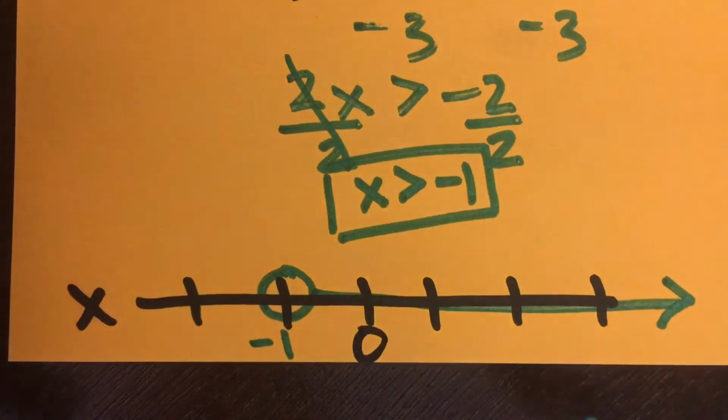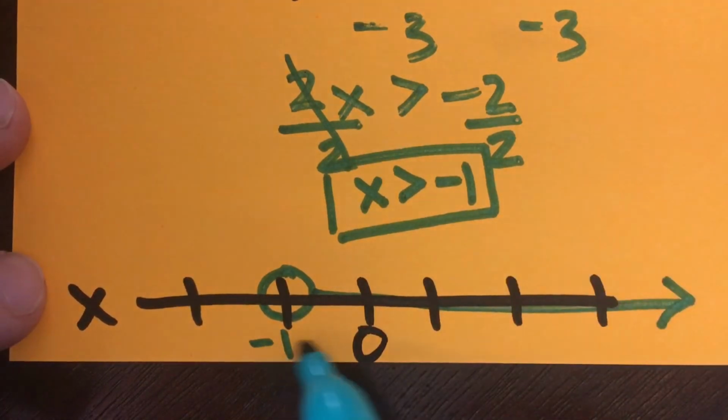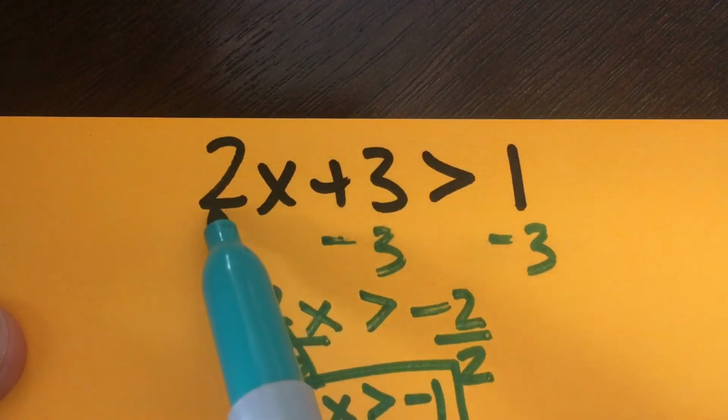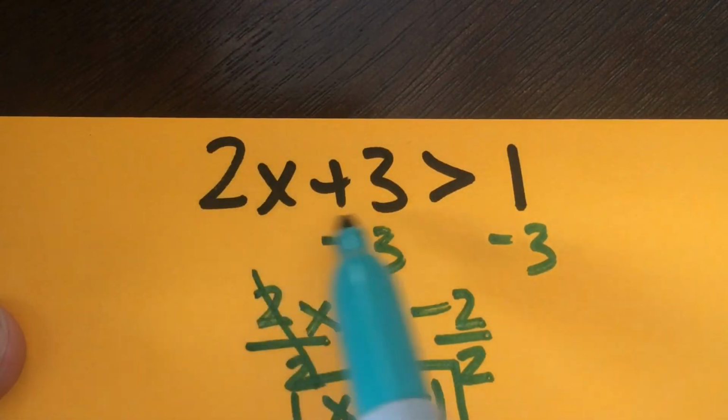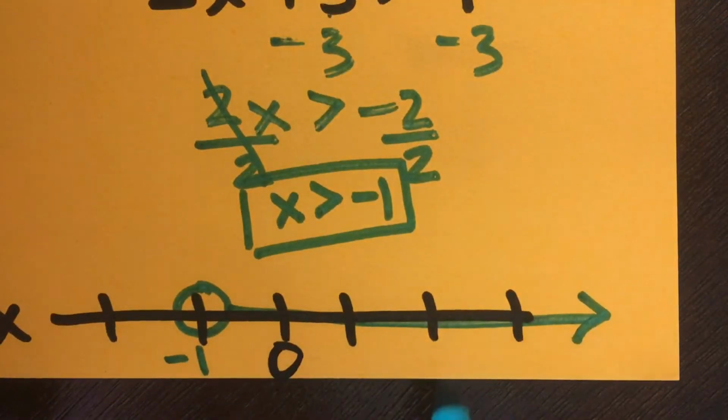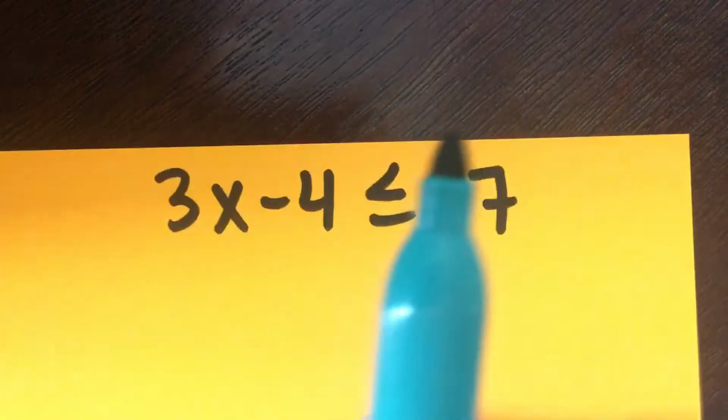Let's do a quick mental math check. If I have 0, which is bigger than negative 1, and I plug 0 in here, 2 times 0 is 0, and in fact 3 is greater than 1. So we have definitely plotted in the right direction. There's only one more in this video.